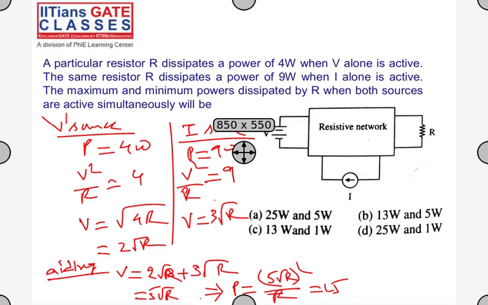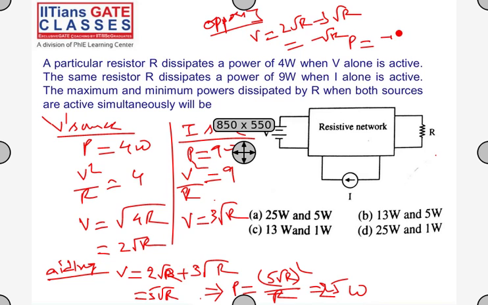And the minimum is when both are opposing. What happens to my V? 2 root R minus 3 root R. This is root R or minus root R. The power will be root R square by R, which is 1 watt. So the maximum is 25 watts, the minimum is 1 watt. Option D. Everyone understood?